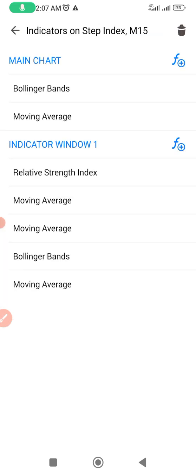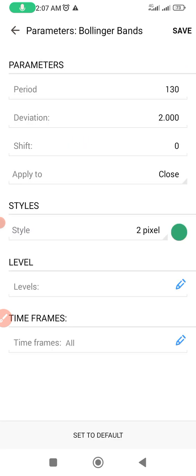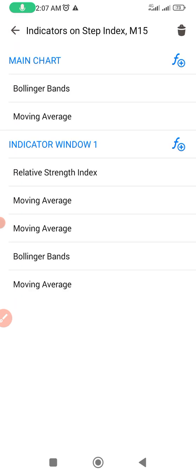So let me run you briefly through the indicator you are seeing. The first on the chart is a Bollinger Band. The period is 130, deviation is 200. You can take a screenshot of this and do the setup, and then moving average 10 exponential, screenshot and set it up on your chart.